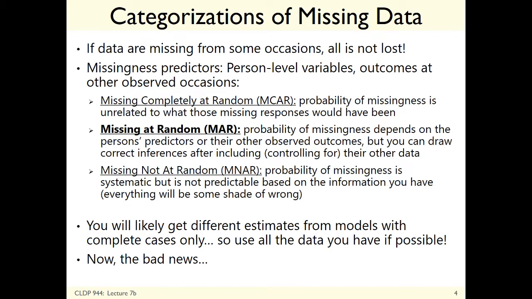As I said, the bad news, these are not testable. Completely at random is the only one that's testable, because if there's anything in your data set that is related to the probability of a missing value, you know it can't possibly be completely at random. But you can't actually test missing at random because you lack the information with which to do so.